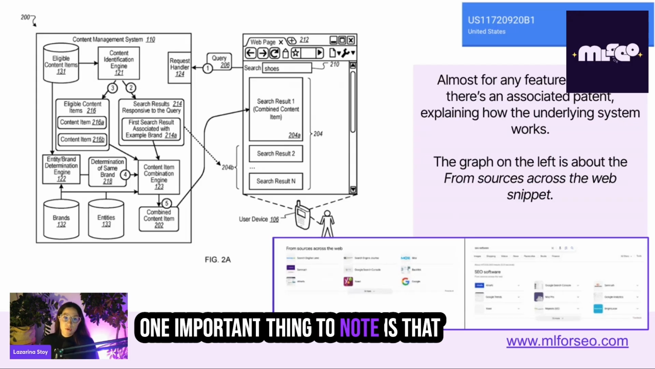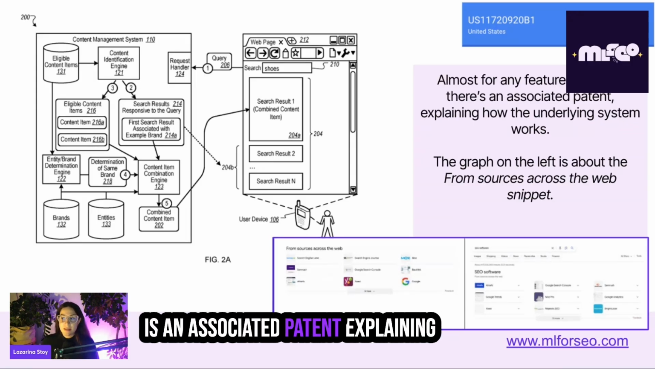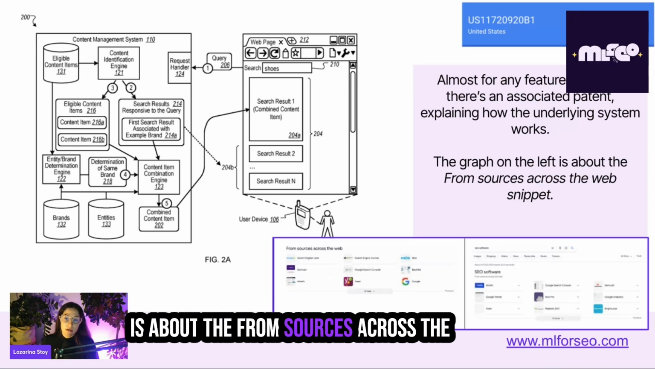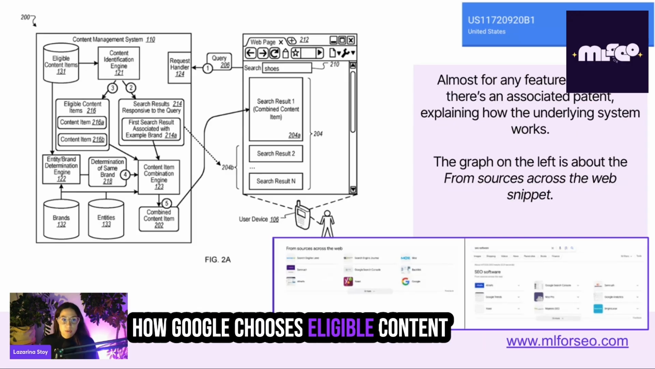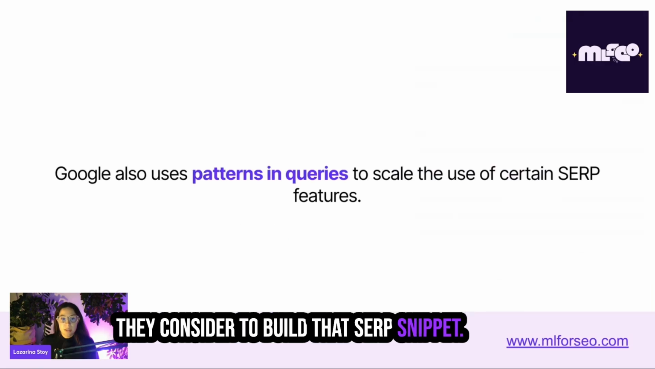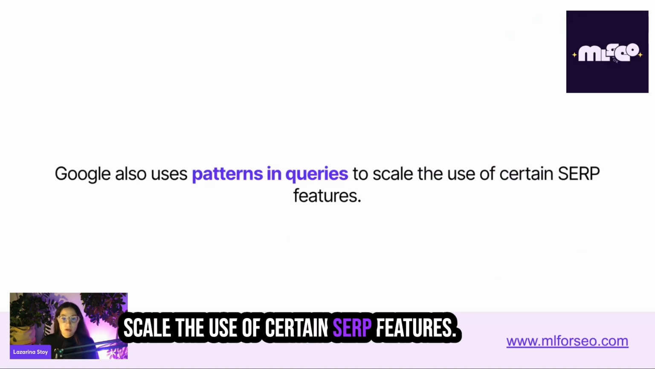One important thing to note is that for almost any featured snippet, there is an associated patent explaining how the underlying system works. The graph on the left you see on the screen is about the "from sources across the web" SERP snippet. As an example, it shows how Google chooses eligible content items, combines them into one search result, and what kind of data and sources they consider to build that SERP snippet. Google uses patterns and queries to scale the use of certain SERP features.